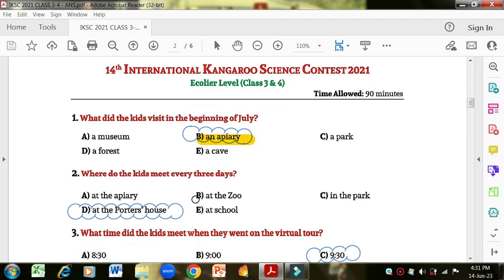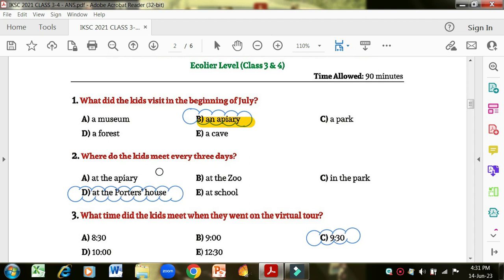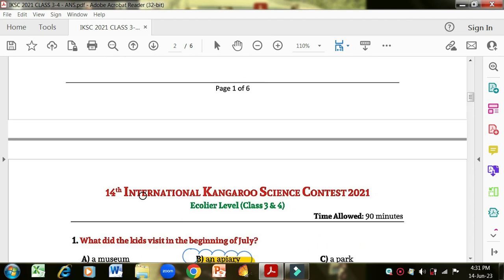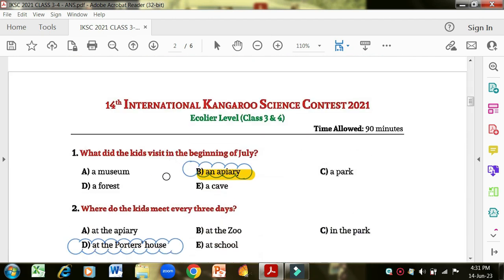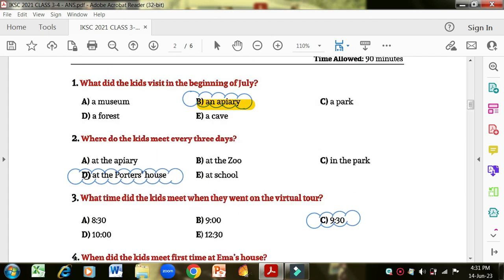Next is: where do the kids meet every 3 days? Here you have just read the explanation: at the apiary, at the zoo, in the park, at the Potter's house, or at school. Definitely you can see in the picture that they are in a house. So they come here and meet here at the Potter's house. Potter's house is the correct answer.